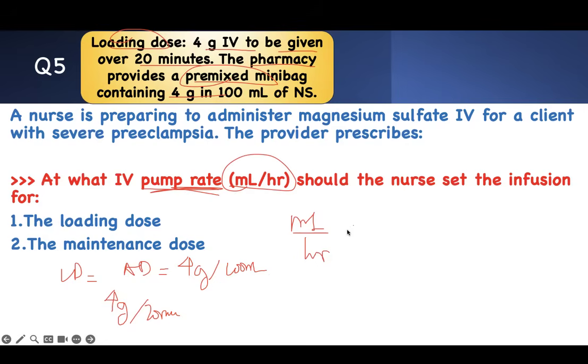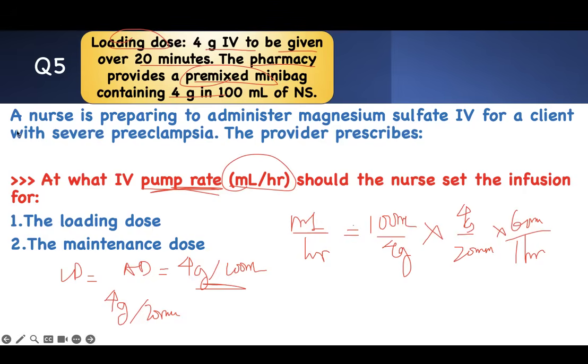That's my answer, right? So therefore, I need the volume to be on top. The volume is here: you have 4 grams in 100 ml. So I write 100 ml over 4 grams. Should be multiplied by what? The loading dose. The loading dose is 4 grams in 20 minutes, and I want the time to be under. So 4 grams over 20 minutes. But I need the minutes in an hour, so I have 60 minutes and I have 1 hour. That's all. As soon as you set it up like that, you're done.